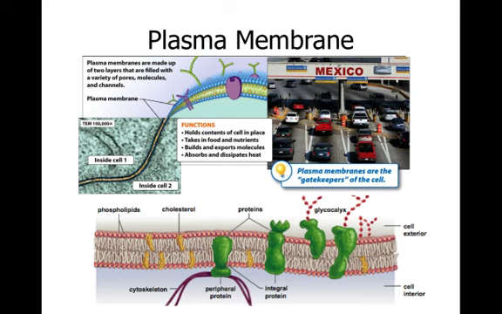And so the plasma membrane ends up acting as a gatekeeper. When something comes along, it can let it in, or it can say, nope, not this time, and not let it in.